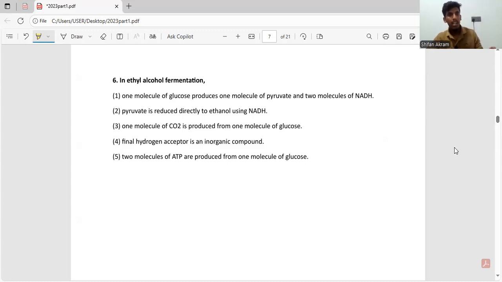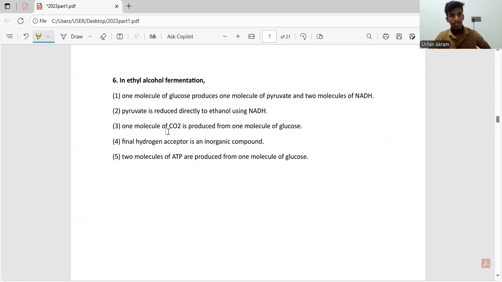Then the second statement, pyruvate is reduced directly to ethanol using NADH. We know in ethyl alcohol fermentation, pyruvate is first converted to acetaldehyde. Right? Pyruvate is 3-carbon, and by releasing a carbon dioxide molecule, it converts to acetaldehyde, which is a 2-carbon molecule. So this statement is also wrong. Let's go through the process. Pyruvate is converted to acetaldehyde and acetaldehyde is converted to ethanol, using 2 NADH. So this statement is wrong.